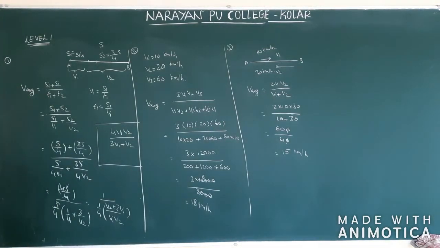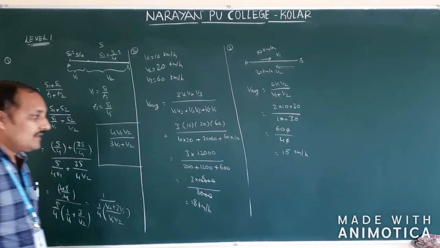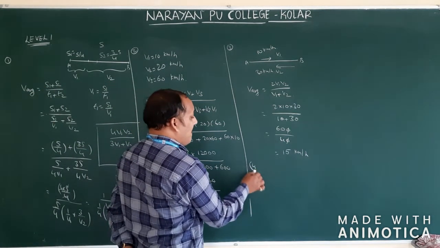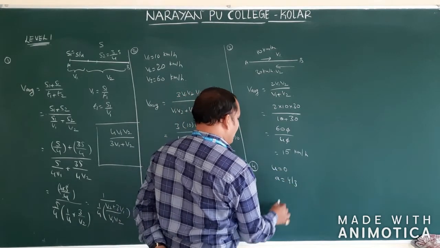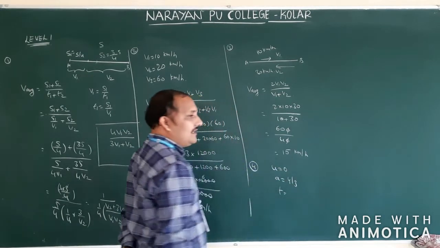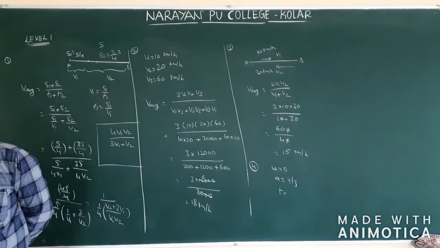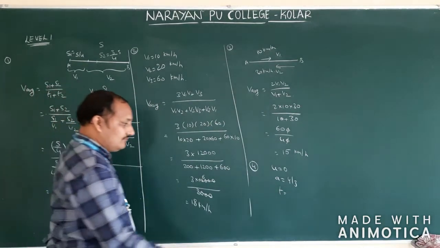The distance traveled by a particle from rest and moving with an acceleration 4 by 3 meter per second square in the third second. The distance traveled by the particle starting from rest. Rest means initial velocity 0, and acceleration they give. U is 0, a is equal to 4 by 3. Time, in which time they are asking? In the third second.